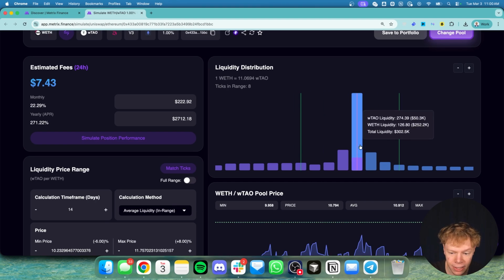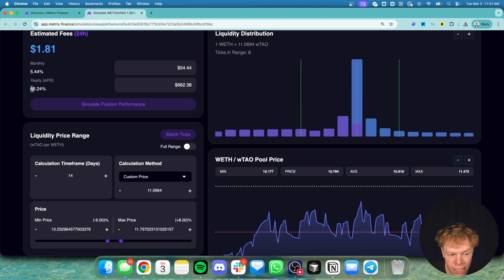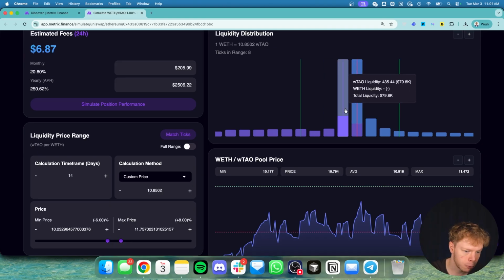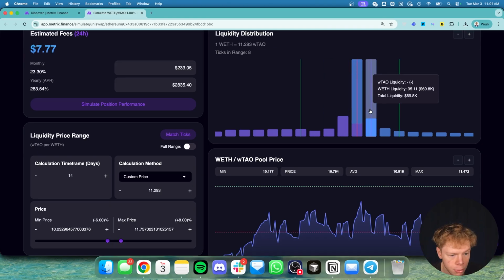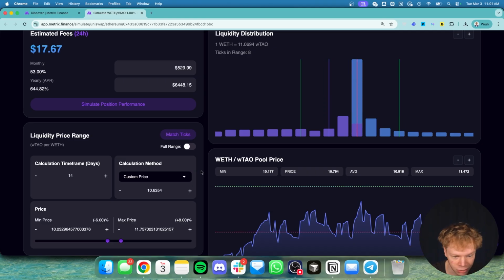So if we just click on that, or we set our calculation method to custom price, it shows that we're doing a 66% APR on current price. To the left, we're doing 250%. To the right, we're doing 283%. Over here, we're doing 620. Over here, we're doing 644, right?